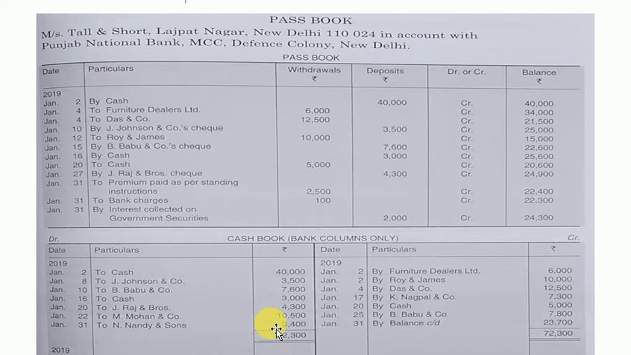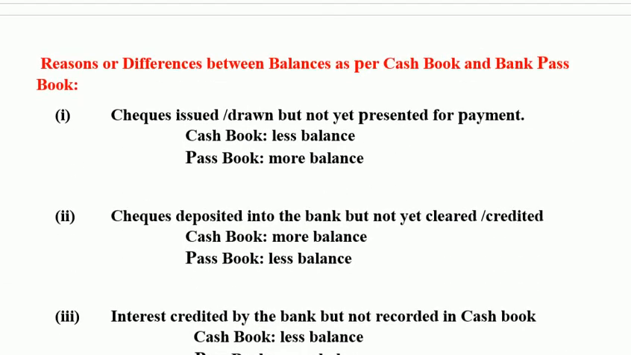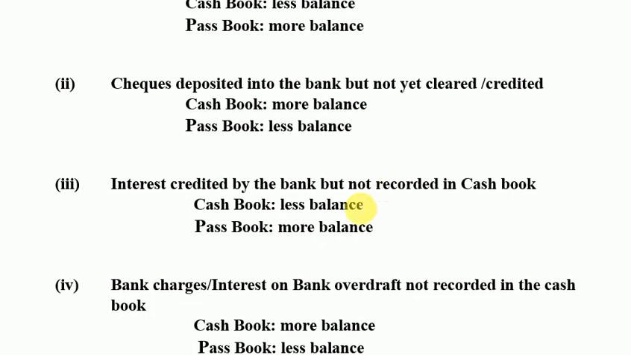So we can say interest is collected by bank on government securities, 2000 appearing in the passbook but not appearing in the cash book. So by this point, the balance of passbook will be more by 2000, whereas balance of cash book will be less by 2000. So you can see here, cash book less balance, passbook is more balance. I hope this is understood.